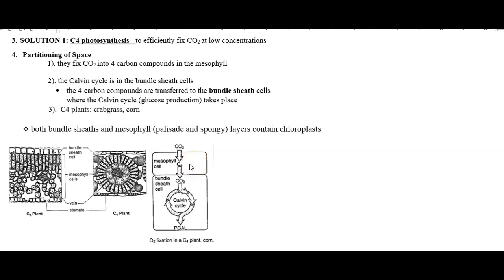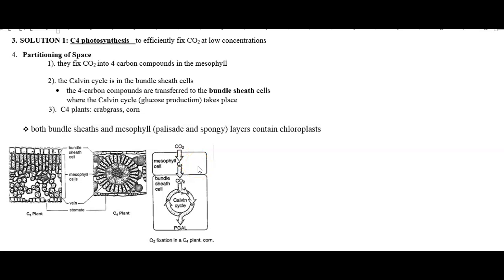And then that becomes carbon dioxide again. Now that carbon dioxide goes into the Calvin cycle. And those four carbon compounds are transferred to the bundle sheath cells. Normally, carbon dioxide is going to join to RuBP, and that takes place here.